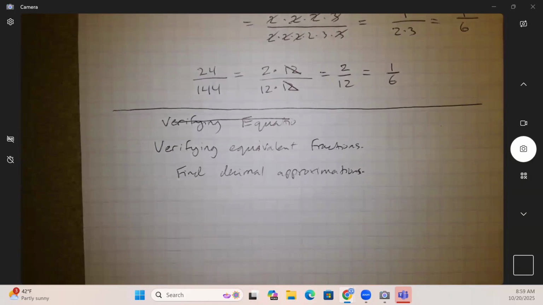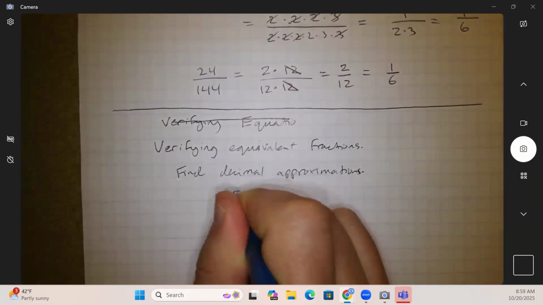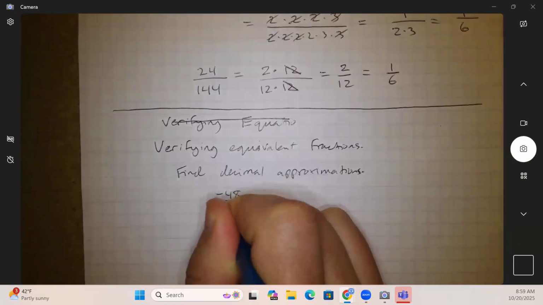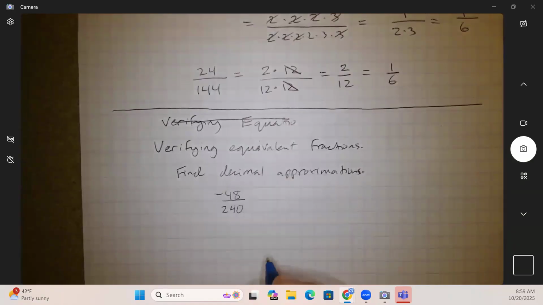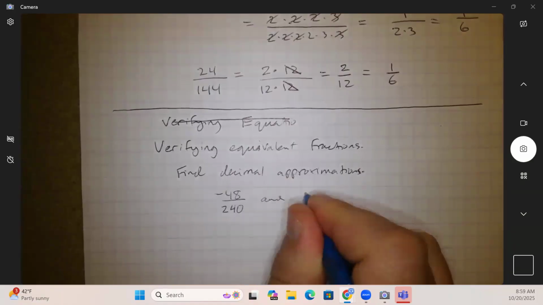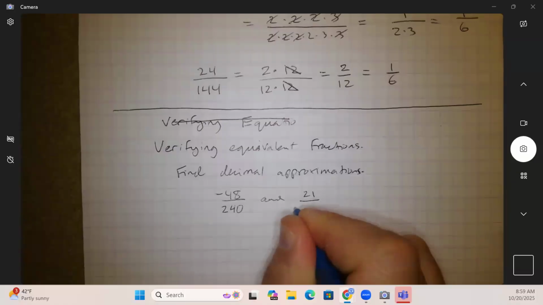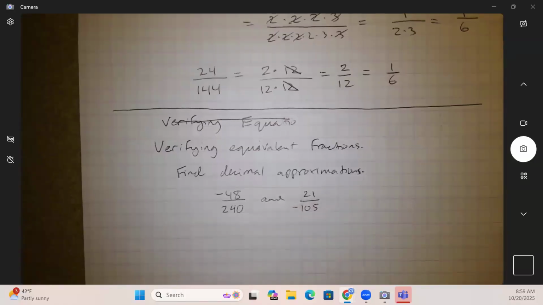All right, so let's look at minus 48 over 240 and 21 over negative 105. There's a rule where you can do some cross multiplying, etc., but just get the decimal versions of each of these. I think they won't be whole numbers, but they'll be decimal versions.